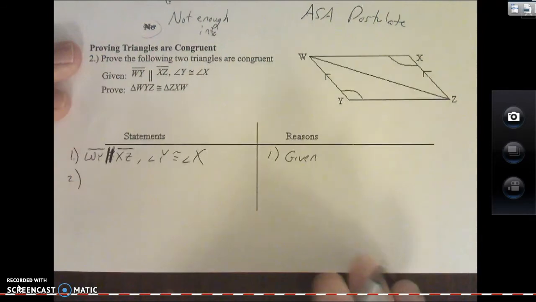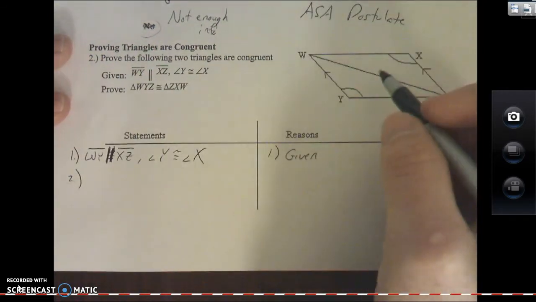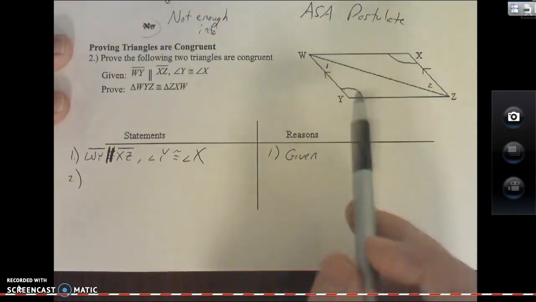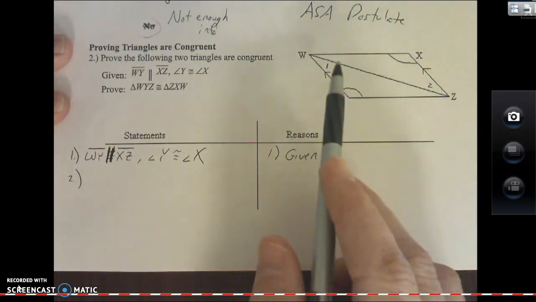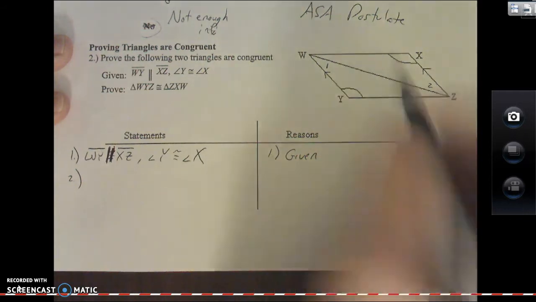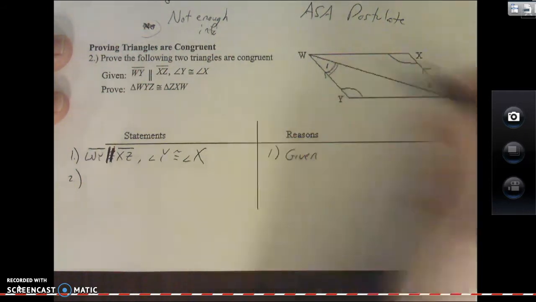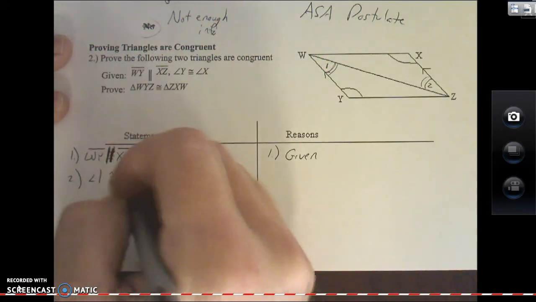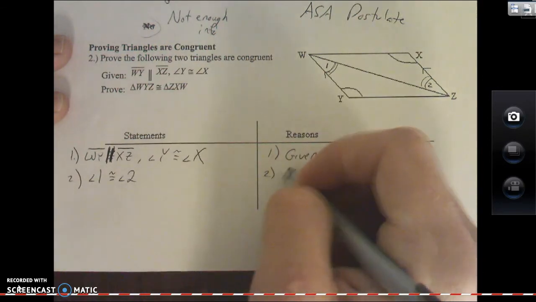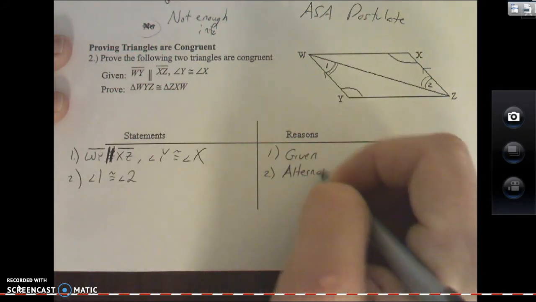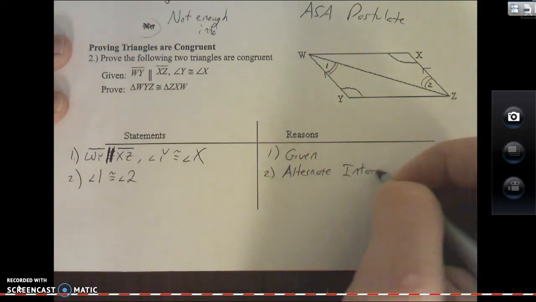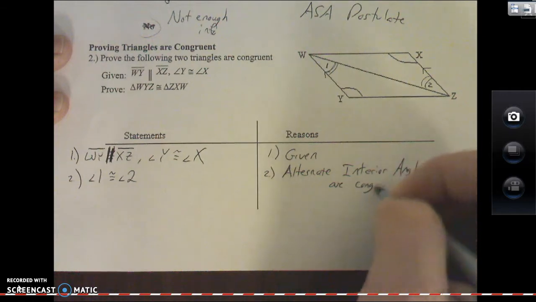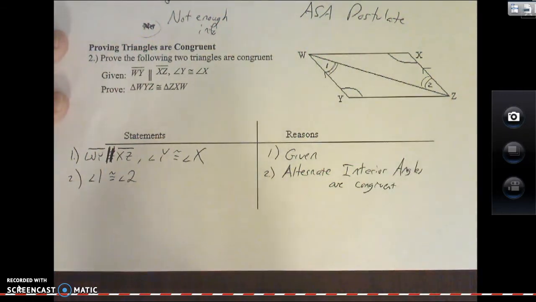Because that is given to me, I'm allowed to say that these two angles, I'm going to label them angle 1 and angle 2, are going to be congruent because of alternate interior angles. I can say that angle 1 is congruent to angle 2. Alternate interior angles are congruent.